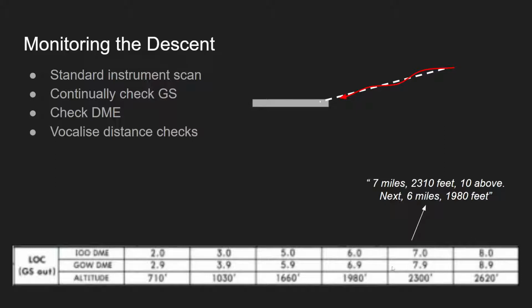Let's say I reach the 5 mile one. I'm 20 feet below. Anybody want to have a go at the call? The distance check? Anyone want to practice that? 5 miles, 1680 feet, 20 below. Next 3 is 1030 feet. Very close. Just one thing. You called 1680, and then you said 20 below. Yeah, but absolutely, that was exactly correct. Anyone like to practice one more?